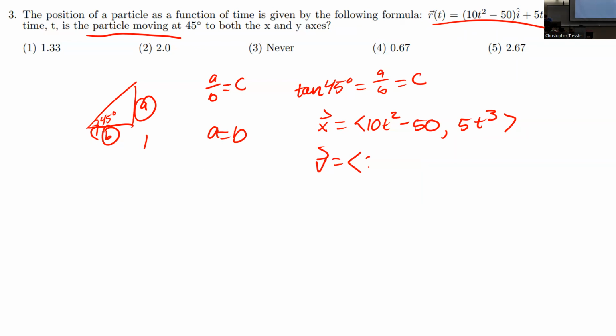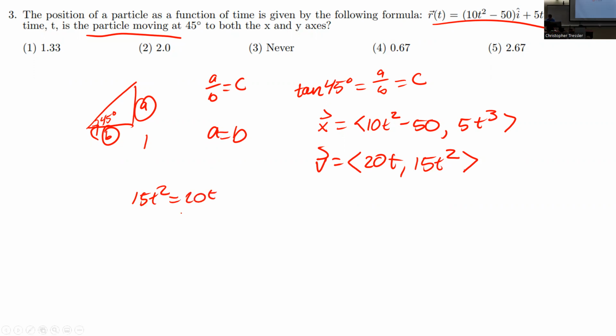All right, so we got 20t. And then we got 5t cubed, right? What is the derivative of that? 15t squared, right? Now, remember, earlier I showed you guys that the two components of the velocity need to be the same in order for the angle to be 45 degrees. So we can set these equal to each other to find the time. So we're going to get 15t squared equals 20t.